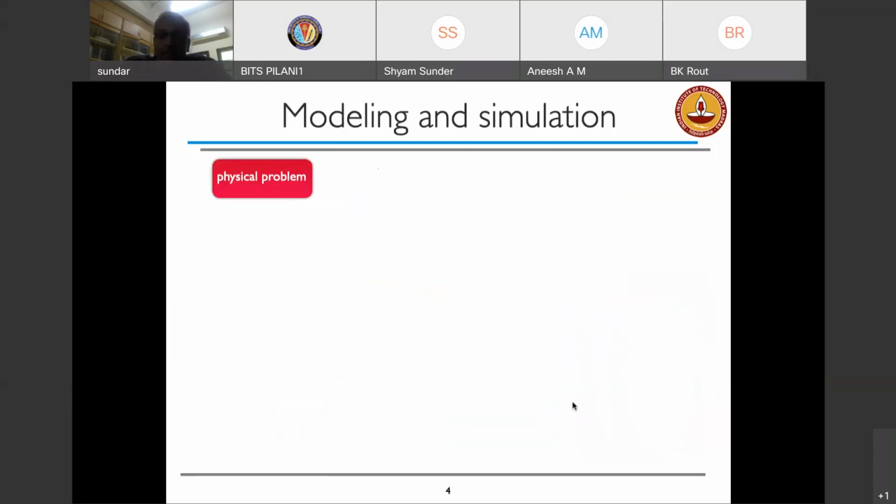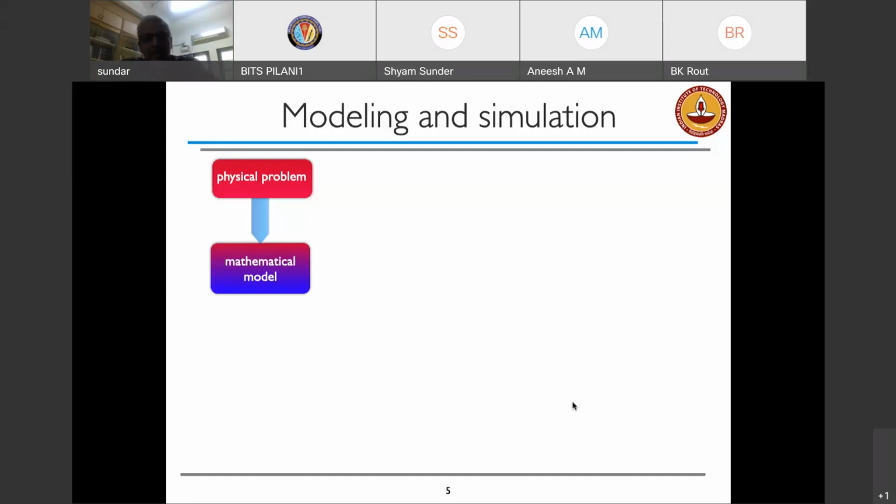So let's look at what is the philosophy behind the modeling and simulation and how it works. We have a physical problem, and seldom can this physical problem be understood directly. So we convert the physical problem into a mathematical problem. This could be in terms of ordinary differential equations or partial differential equations, or it could be just simple linear equations or nonlinear equations. And the solution of this equation will give us an indication of how the physical problem responds to a particular situation.